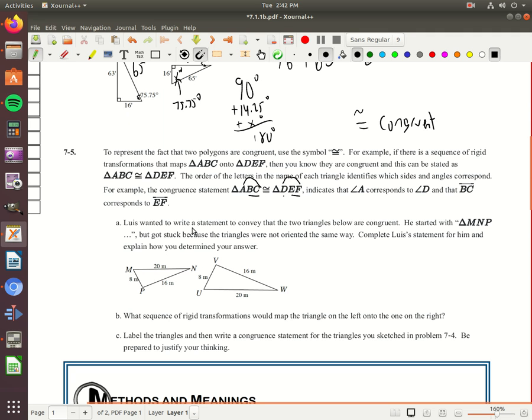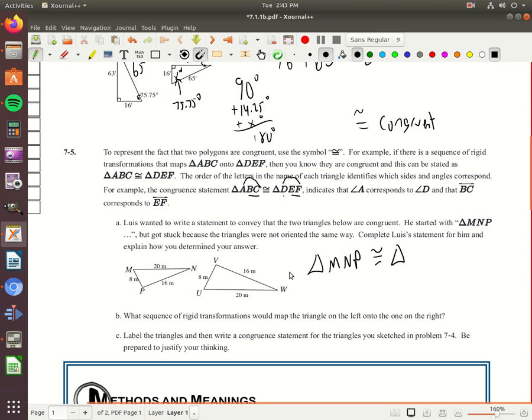For example, Luis wanted to write a statement to convey that the two triangles below are congruent. He started with triangle MNP is congruent to, but he got stuck. They're not oriented the same way. Complete Luis's statement and describe how you determine the answers. So triangle MNP is congruent to triangle.